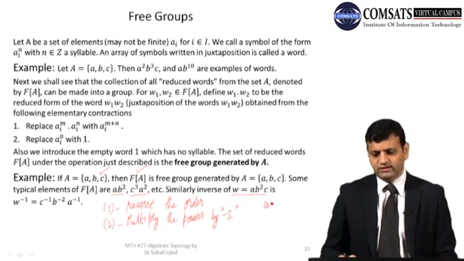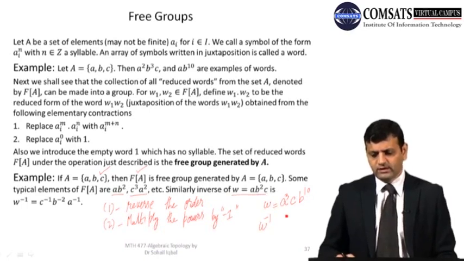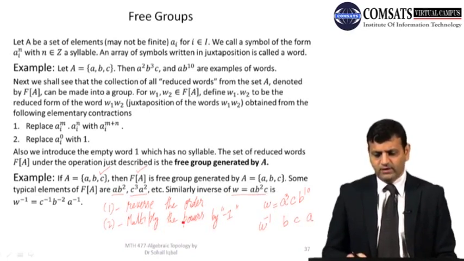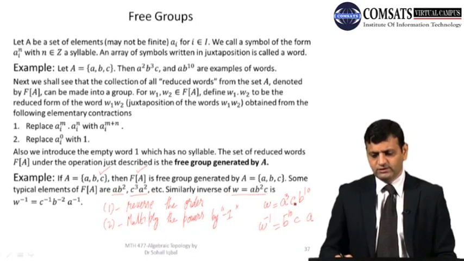So let's consider another word. Let's say w is a cube c b raised to power 10. So what is going to be the inverse of w? Follow the first step, reverse the order, b c a, multiply the powers by minus 1. So the power of b was 10, so the power of b should be minus 10 in w inverse. The power of c is 1, so the power of c should be minus 1 in w inverse. Power of a is 3, so the power of a should be minus 3 in w inverse.